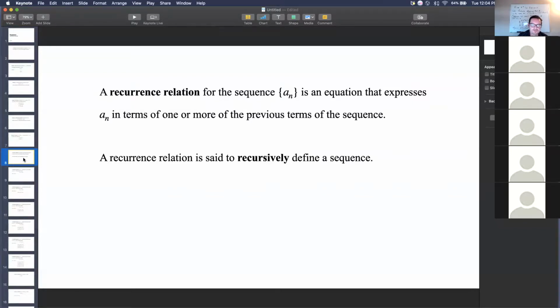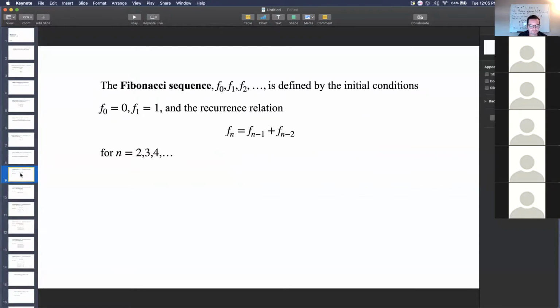But for now, just know that a recurrence relation is a sequence a sub n that can express a term a sub n in terms of one or more of the previous terms in the sequence. So it's a way of building a sequence based off of pieces of the sequence that you already know. And when this is done, this is said to recursively define the sequence.